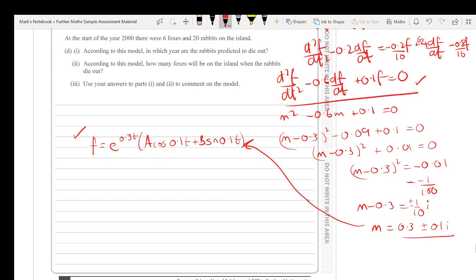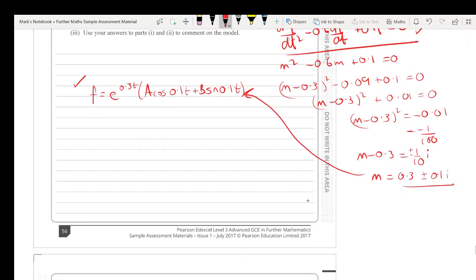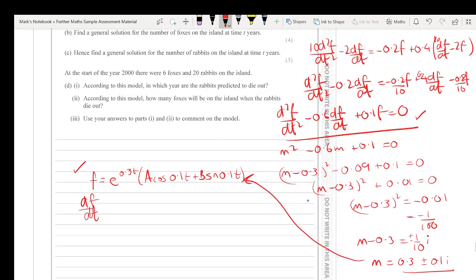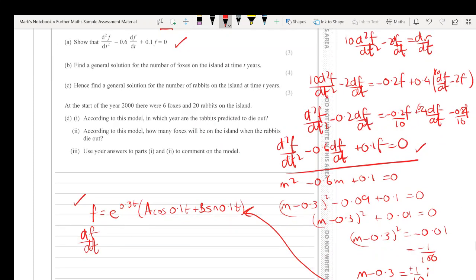And then the second bit, hence find the general solution for rabbits. Okay, so we have foxes, and if we have foxes we can work out df dt. And we're trying to find r equals, if we go back up, we know that r from this equation here can be found by doing 10 df dt minus 2f. So if we go down, we can find df dt, we times it by 10, we take away 2f, that will equal r.